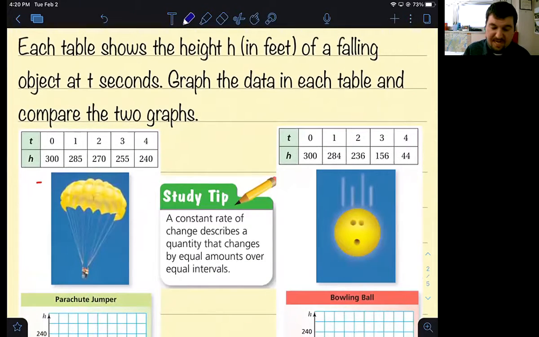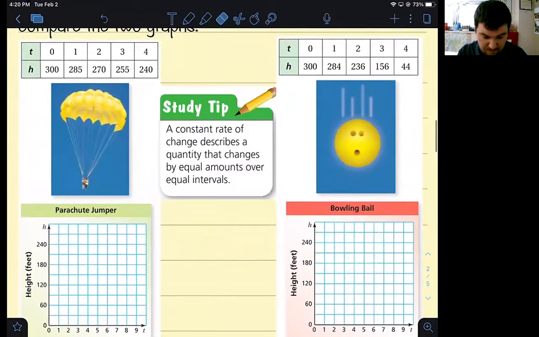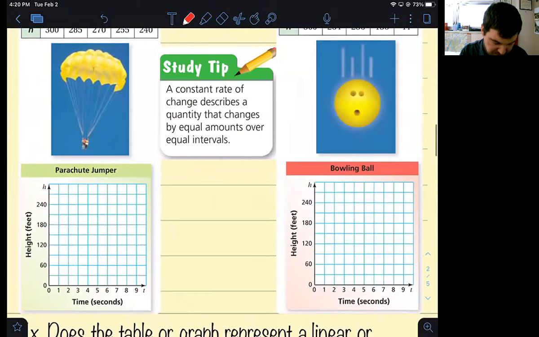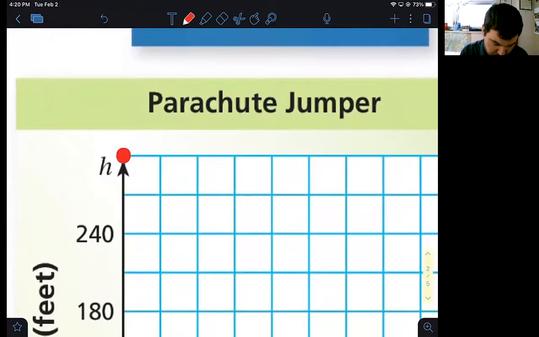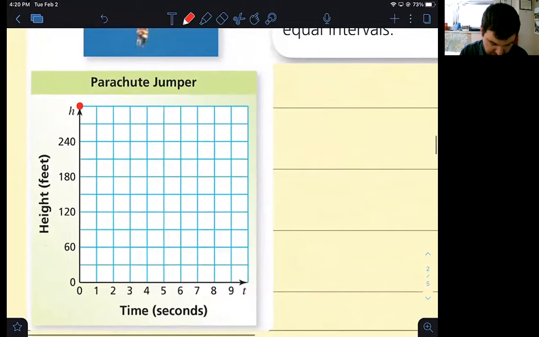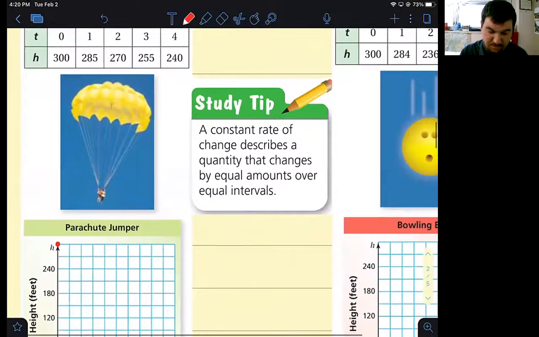Each table shows the height h in feet of a falling object after t seconds. Graph the data in each table and compare the 2 graphs. Okay, so let's look at the first one. They want us to graph when t is 0, h is 300. This is counting by 30s. So 300 would be right up there at the top when t is 0. Okay, it's a parachute jumper. So think about what kind of slope you think this is going to have, right? It's decreasing. Their altitude's decreasing as time increases. So we're looking at a negative slope here.